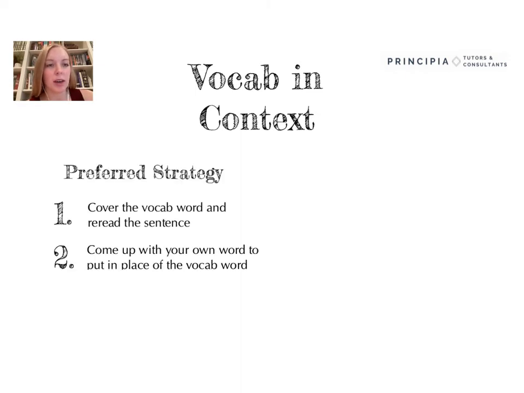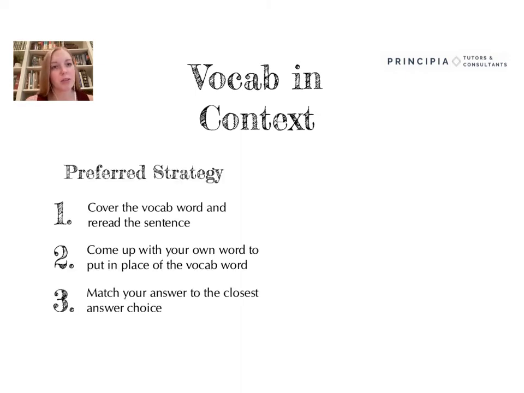So first, let's take a look at our preferred strategy. If you're going to use this strategy, the first thing that you're going to do is read the question, but not the answer choices. Before you read the answer choices, you're going to return to the passage, cover up the word in the context of the sentence, and reread the entire sentence. Then you're going to come up with your own word to put in place of that vocab word, what would be the synonym that you think would fit best. Then you're going to match your synonym to the closest answer choice.